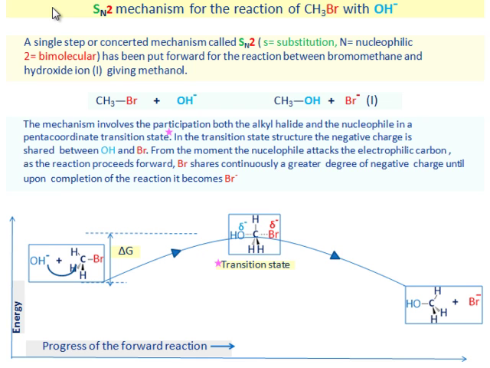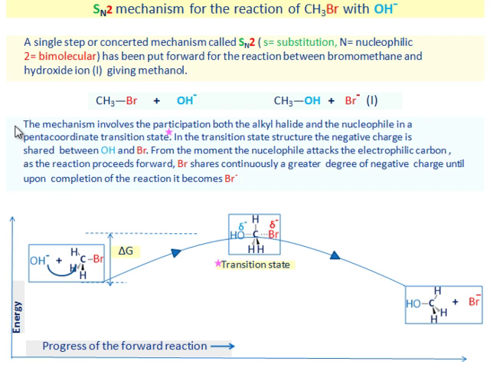SN2 mechanism for the reaction of bromomethane with hydroxide ion. A single step or concerted mechanism called SN2, S for substitution, N for nucleophilic, 2 for bimolecular, has been put forward for the reaction between bromomethane and hydroxide ion giving methanol.